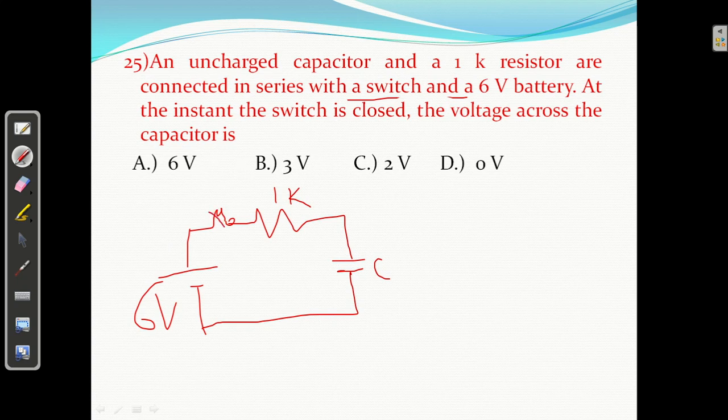At the instant the switch is closed, the voltage across the capacitor will be what? When it is uncharged, at the time of switching, how much will the voltage across it be? It will remain 0, right? It is an uncharged capacitor. We are going to close the switch. As soon as we close it, what happens? That will be 0 volt. That is the answer, 0. D, 25, right?